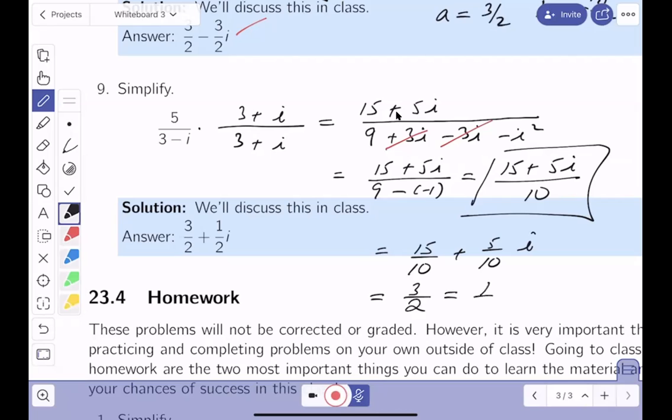5 goes into 5 once. Whoops, made a mistake there. 5 goes into 5 once, goes into 10 twice. And that's what most books would put down for the answer. Let's see if you got it right. 3 halves, plus a half an i. What's the A? The A is 3 halves. What's the B? It's 1 half.